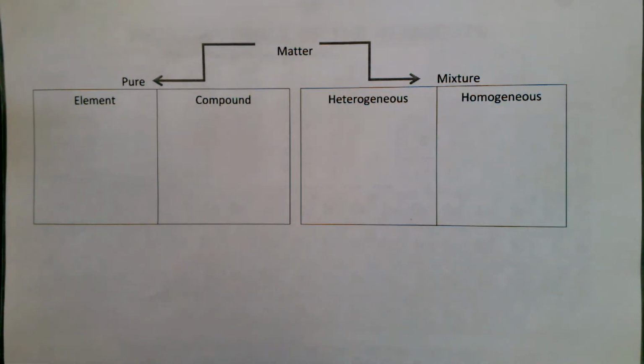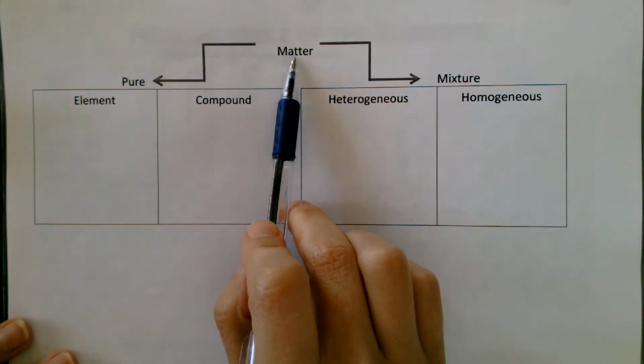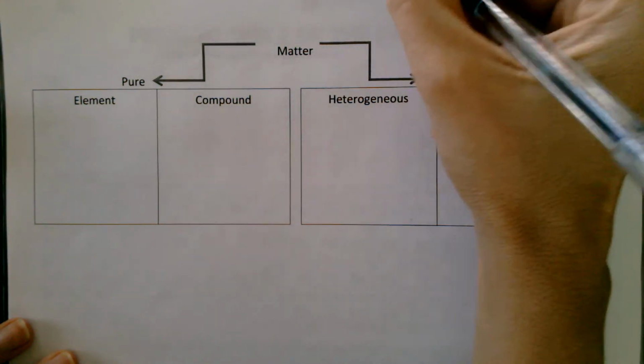Chapter 3 looks at matter and energy. So we're going to look at the definition of matter, how matter is classified, and then we're going to look at properties of matter a little bit later. So first, let's start with matter. Let's give some definitions of matter.